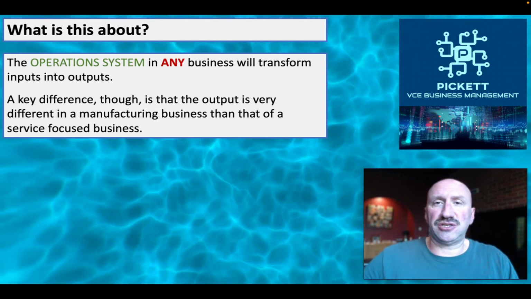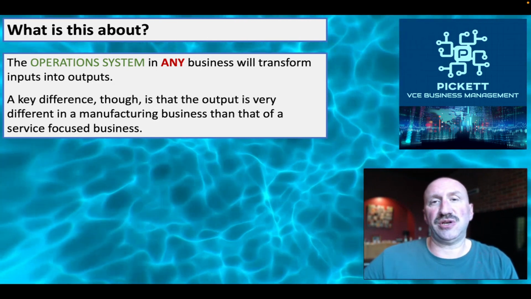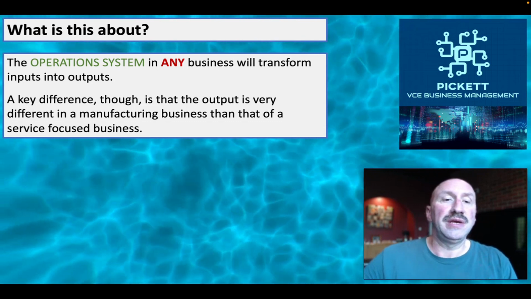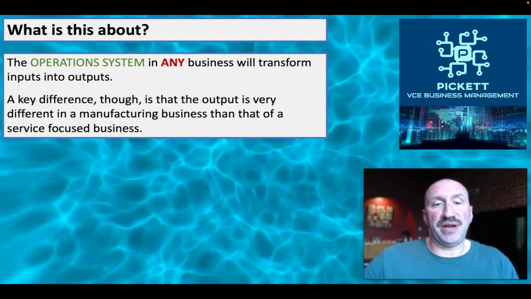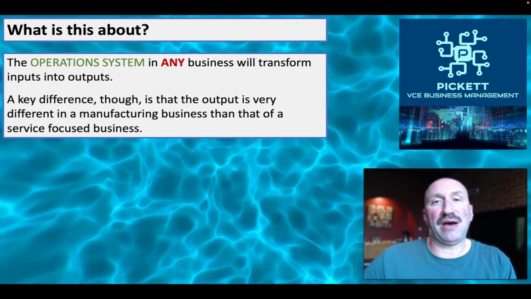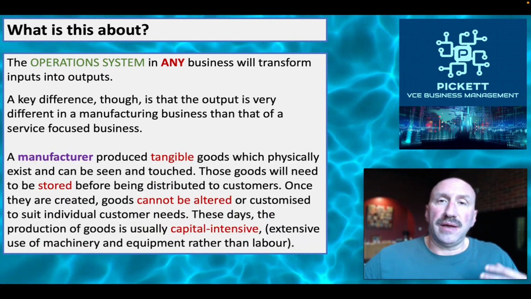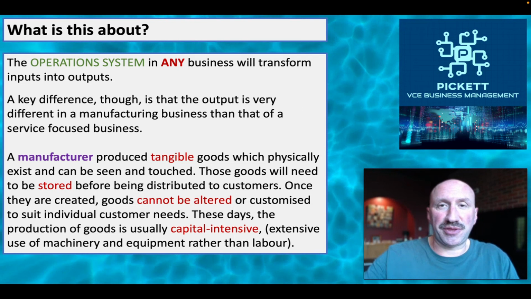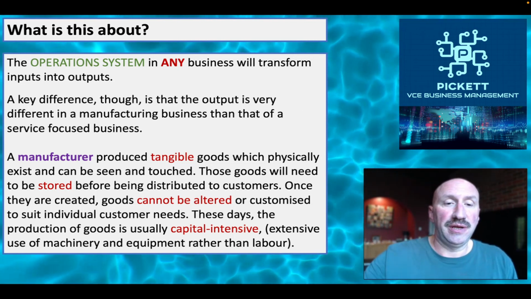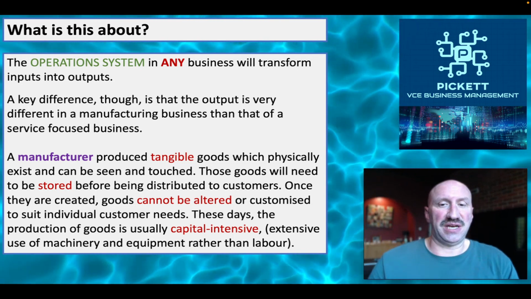Now, we touched on this a couple of times during probably both of those first few videos, but certainly in the operations system one. The difference is that the output is very different in a manufacturing business than that of a service-focused business, okay? A manufacturer produces a tangible good, so tangible, something you can physically touch. It physically exists, can be physically seen, physically touched.